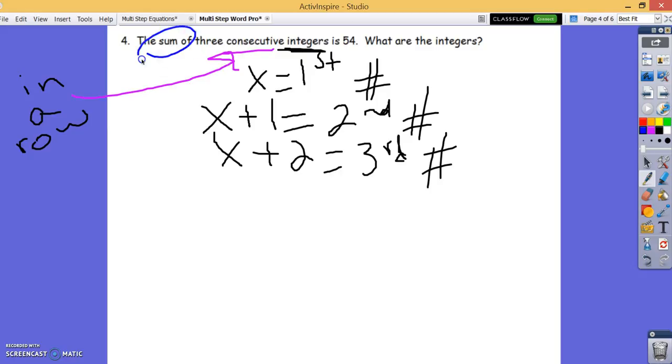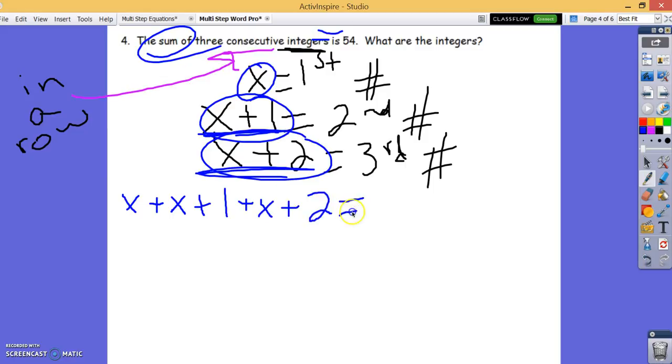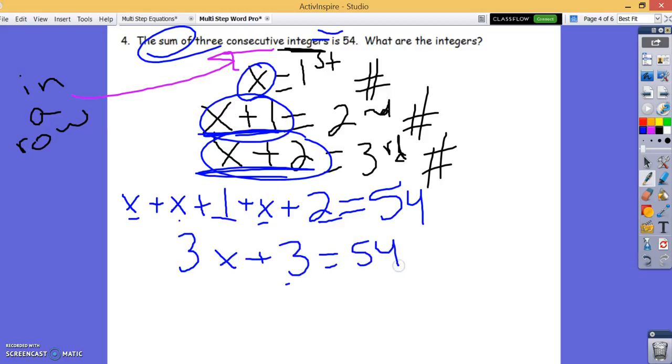I know that the sum of these numbers, x, x plus 1, and x plus 2, is going to total out to be 54. So I'm going to add that up. x plus x plus 1 plus the last one, which is x plus 2, and it's going to equal 54. Okay, let's go ahead and take a look at that. I've got x and x, which is 3x, plus 1 and 2, which is 3, equals 54.